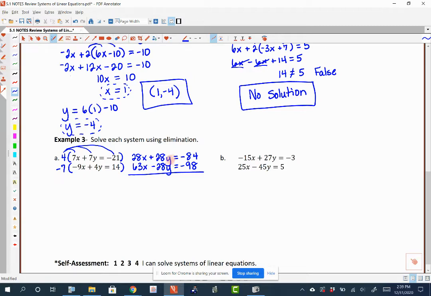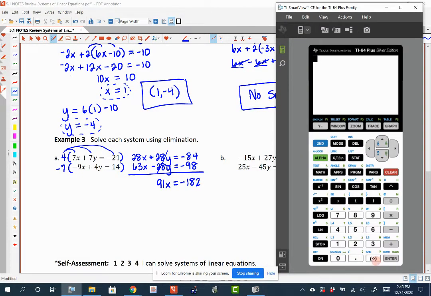So I wanted to eliminate the y's, and now I can. When I'm adding these two together, 28y and a negative 28y are opposites, and they're going to give us 0. So when I add what's left, 28 plus 63, we end up with 91x, equals negative 84 plus negative 98, excuse me. So let's see, negative 182. And then I have to divide, which I do not have this one memorized. So negative 182 divided by 91 gives us a nice negative 2.